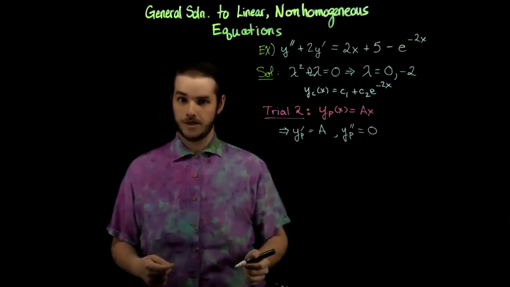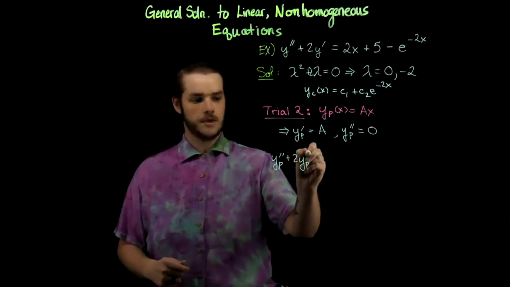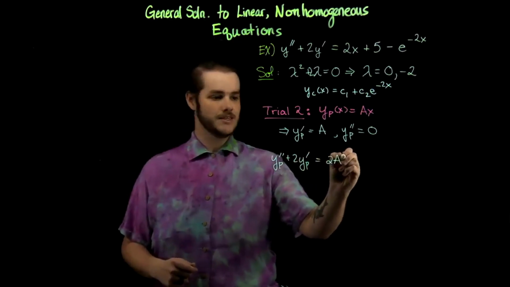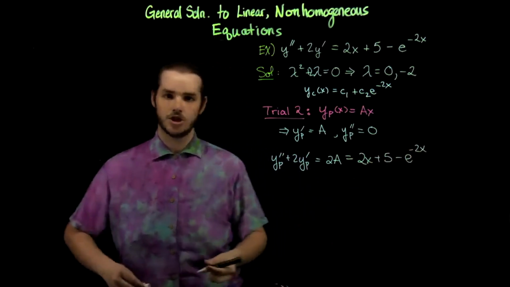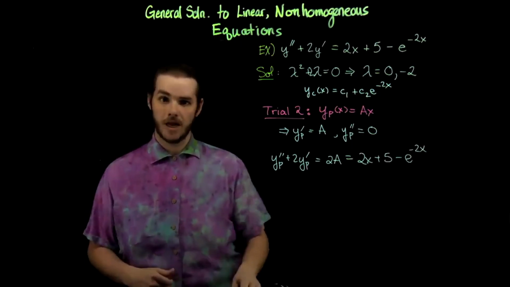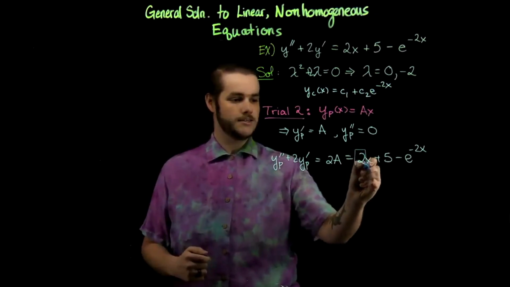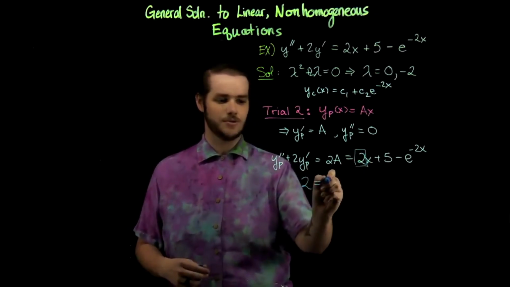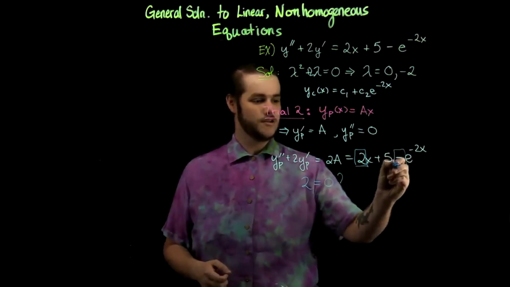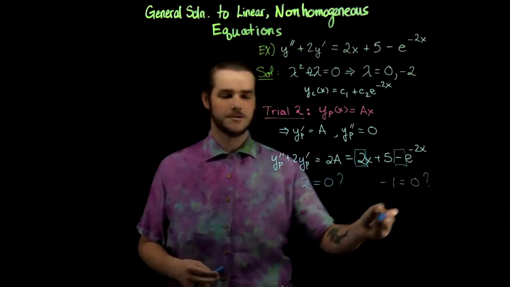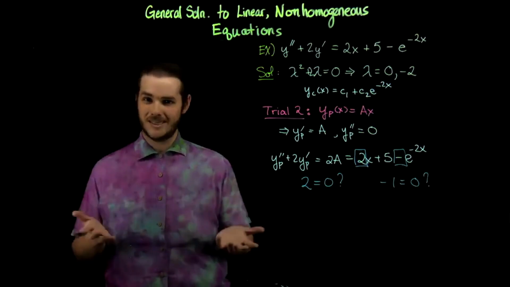So plugging that into my differential equation, yp double prime plus 2yp prime, that's just 2a. But that's supposed to equal 2x plus 5 minus e to the negative 2x, and shoot! I've got the same type of problem again. This time, because I don't have any linear terms, I get the nonsense that 2 is equal to 0, and I get a second piece of nonsense this time, that negative 1 is equal to 0, since I don't have an exponential term either. So what the heck? It feels like we're stuck at the moment.